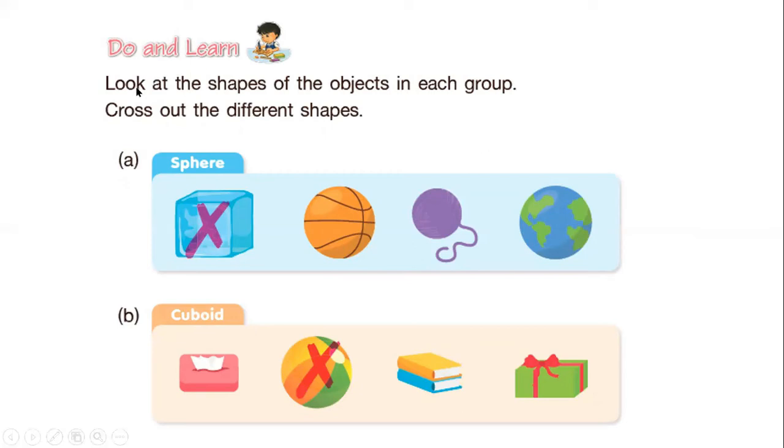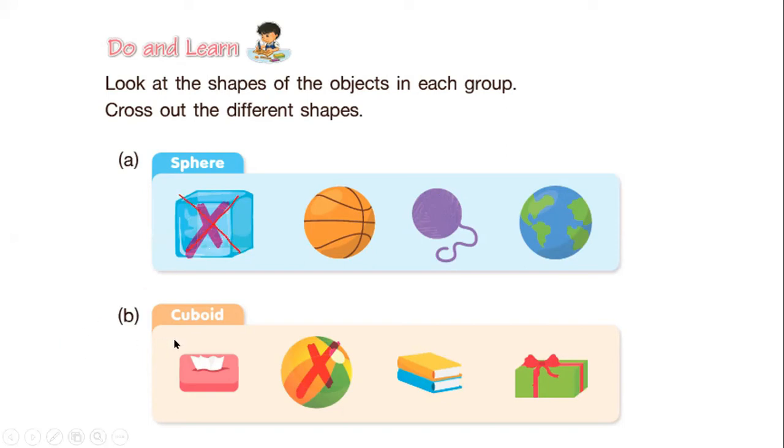Okay, look at the shapes of the objects in each group. Cross out the different shapes. A, sphere. So look at this. This is like a cuboid. This is like a sphere. This is like a sphere. And this one is like a sphere. So we will cross out this one.